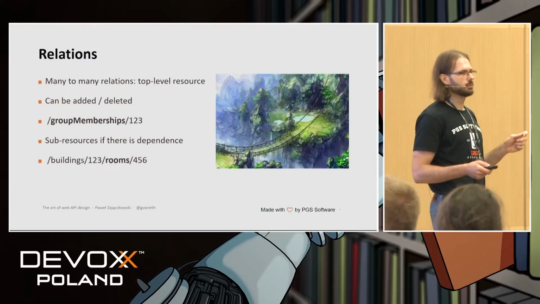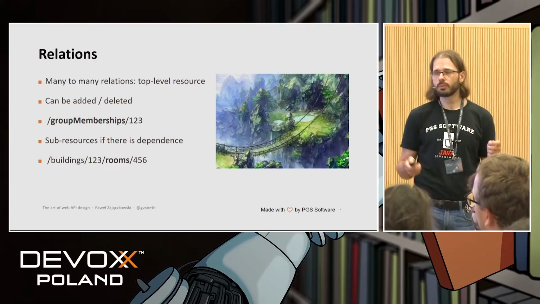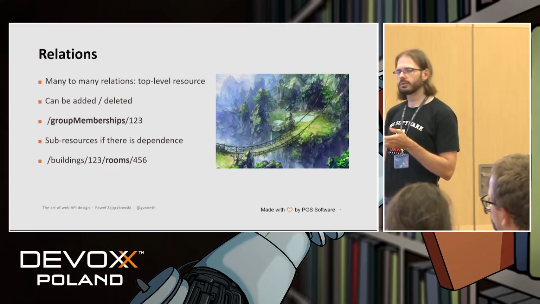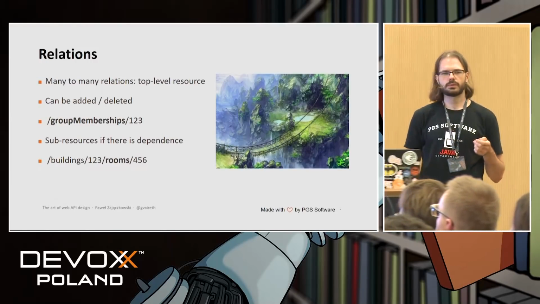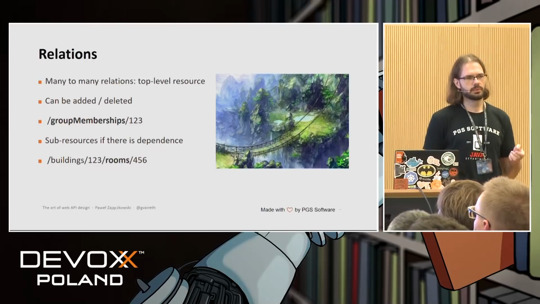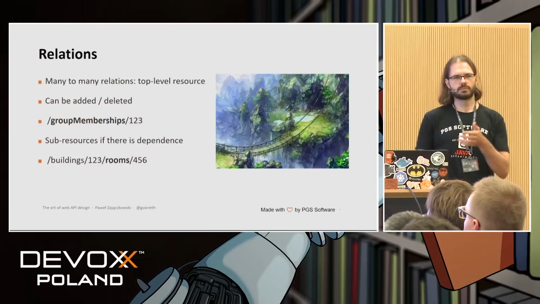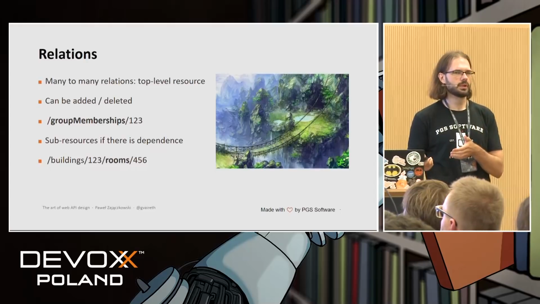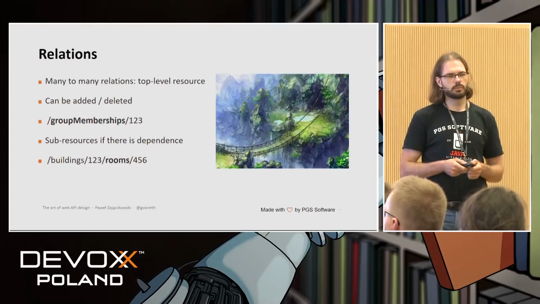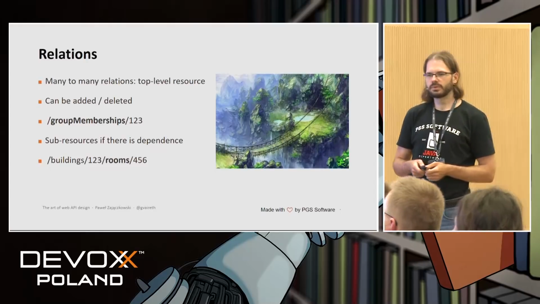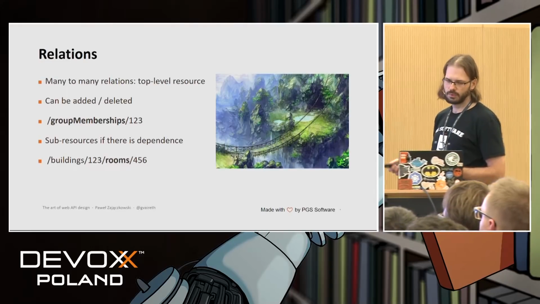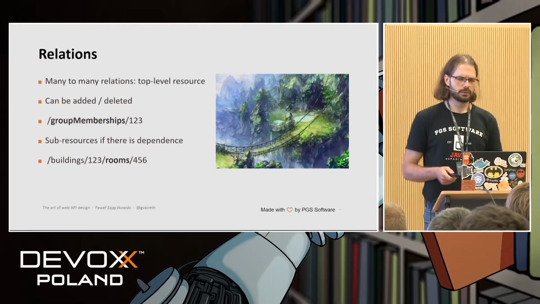So we have resources. Now we have relations between those resources. So how to model that? Basically, if the resources are independent, they can exist independently. For example, we have people and we have groups. Well, people can live without groups. Groups can, formally be without people. Then group membership is another resource. So basically, it can be created, deleted, or manipulated.